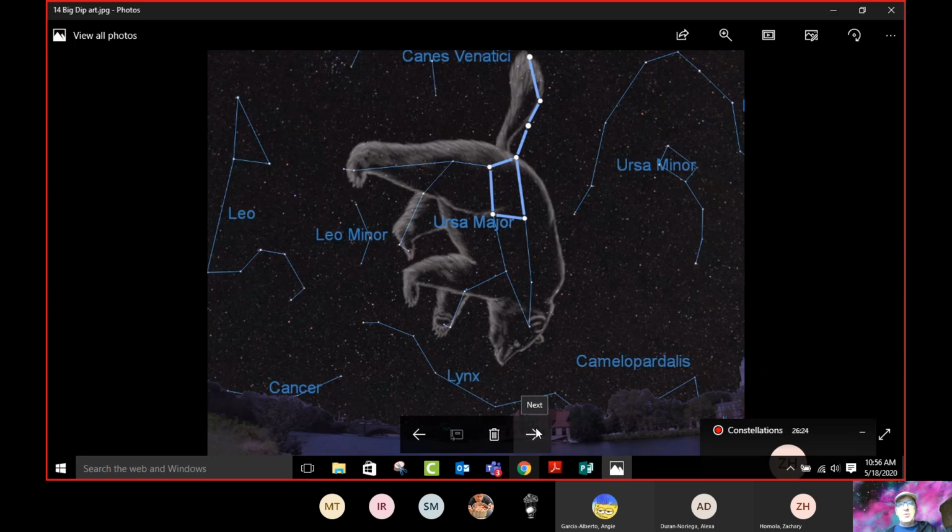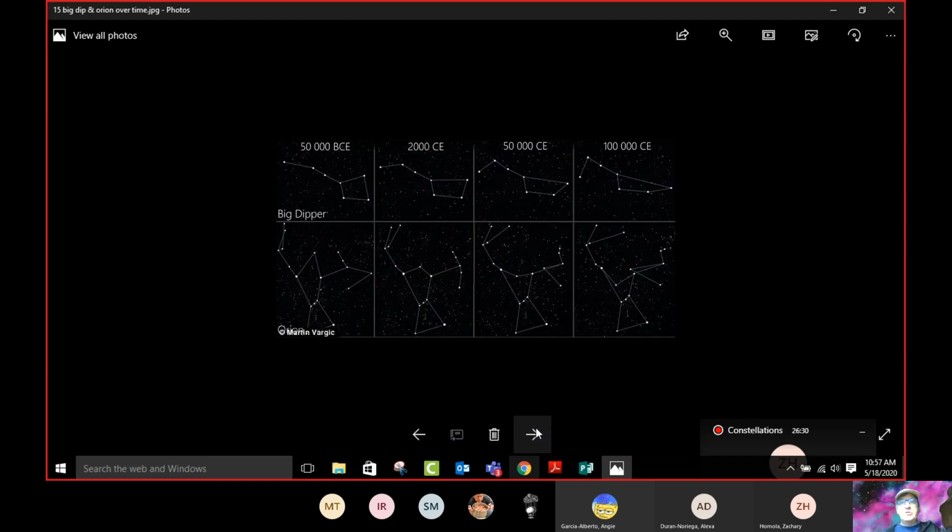Now, the Big Dipper is an important constellation for us because it's, first of all, pretty recognizable and easy to find, but then it's also useful for helping us find other stars, as we'll see in a minute. But we've got to keep in mind that the stars are not sitting in one place. They are moving through space, and so are we.